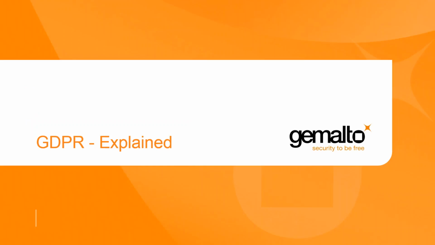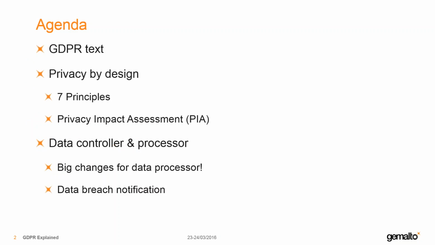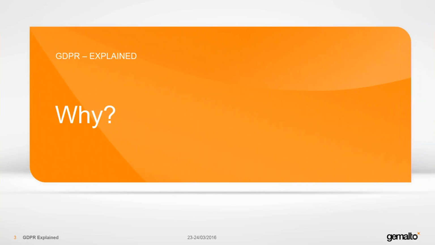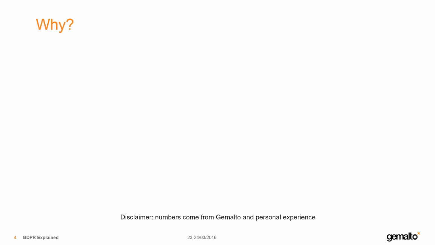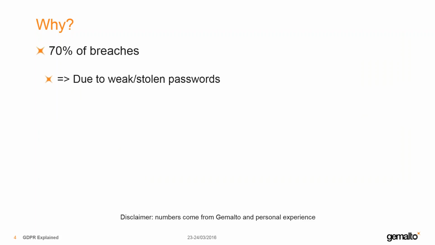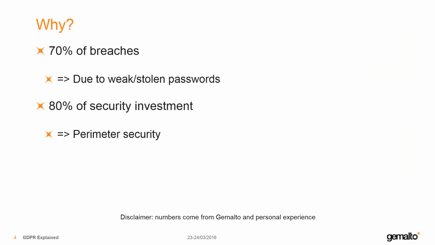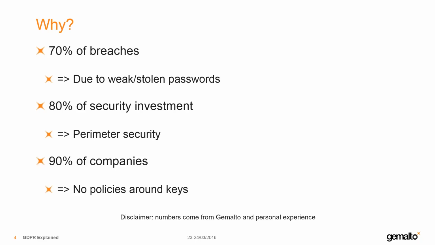Thank you so much. So we chose the hottest topic on the block, which is the GDPR, for this particular seminar. These are a few of the points that I'll take you through in the next few minutes. So now the biggest question is why GDPR and why now? If you see the answer for why GDPR and why now, 70% of the breaches that happened in the last few years, if we choose from year 2013 and onwards, were due to weak or stolen passwords. 80% of the security investment was, however, on perimeter security. 90% of the companies had no policies around the keys, and when we talk about the keys, we are talking about the encryption keys.